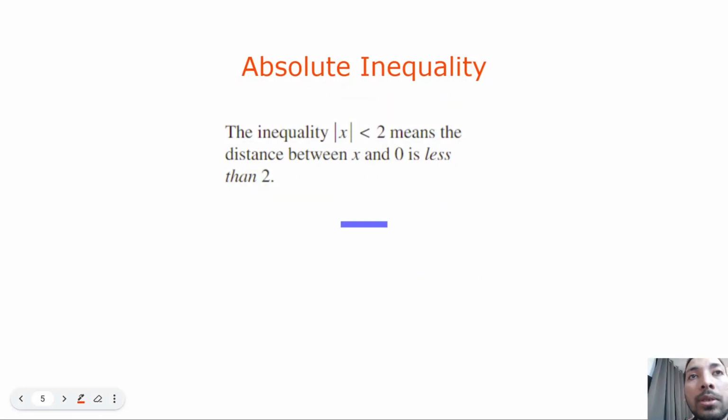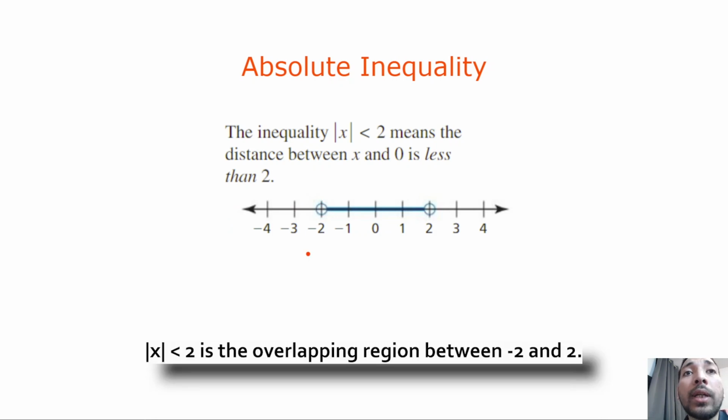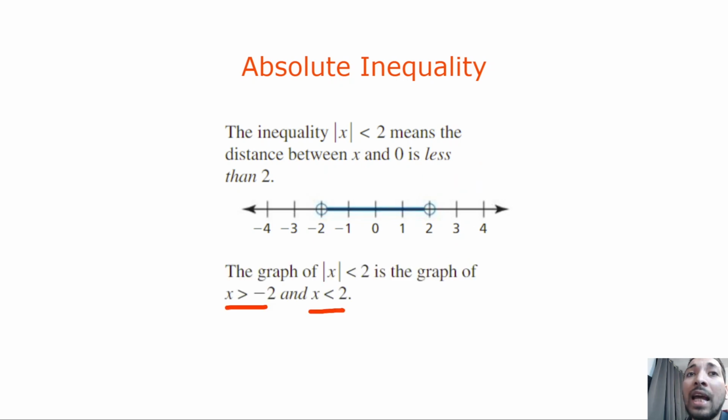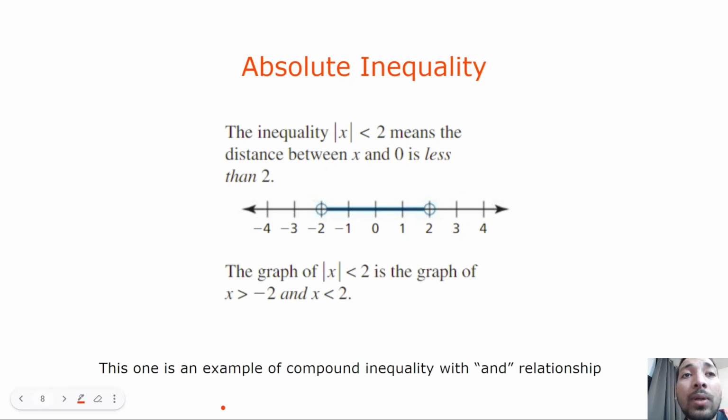The inequality absolute value of x less than 2 means the distance between x and 0 is less than 2. If we graph it on a number line, we have negative 2 over here and positive 2 over here. We find the overlapping region to indicate this less than 2 section. So we can write this as x greater than negative 2 and x less than 2. And it looks familiar, right?